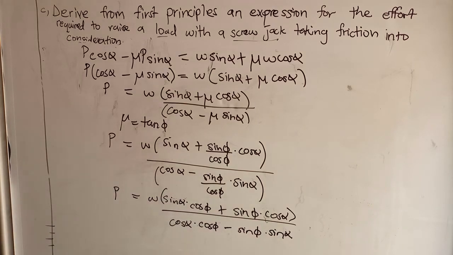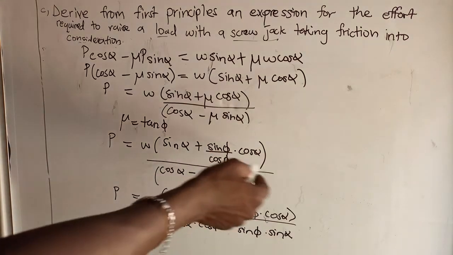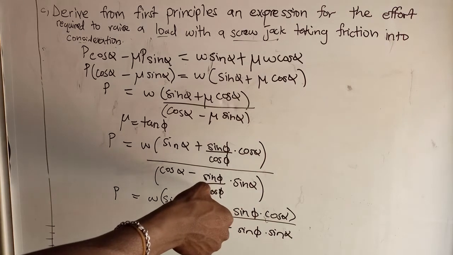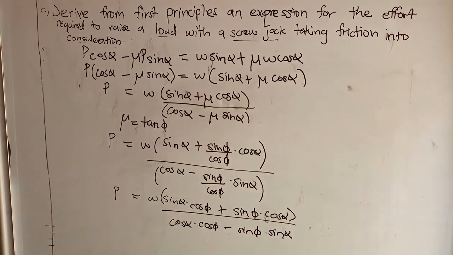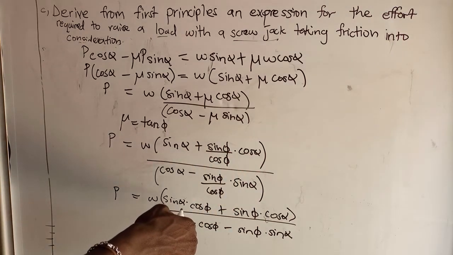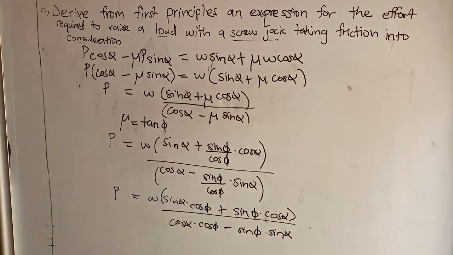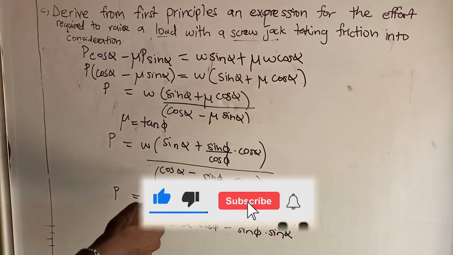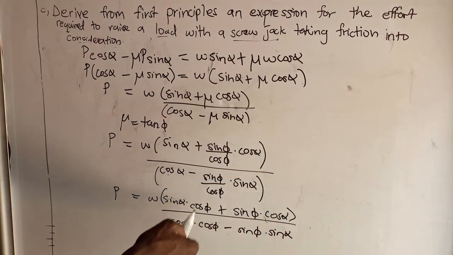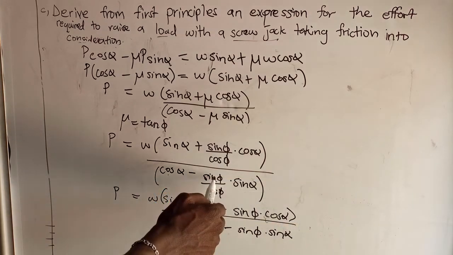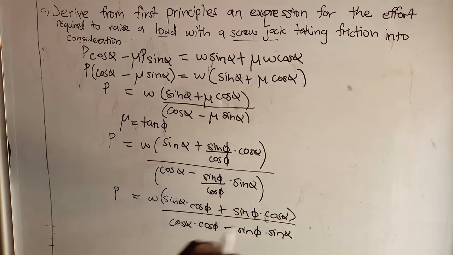I believe you can see that in this expression, this cos phi will die with the other one, and we shall end up with sine alpha times cos phi plus sine phi times cos alpha, and also downwards we shall remain with cos alpha times cos phi minus sine alpha times sine phi. I hope we are all together at that level.